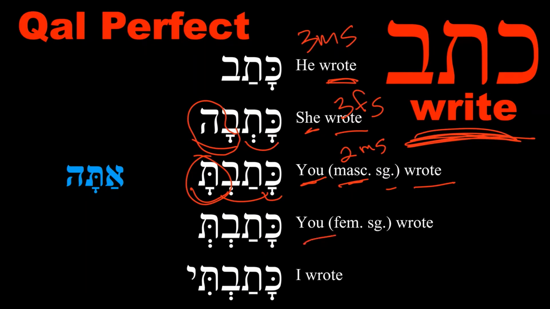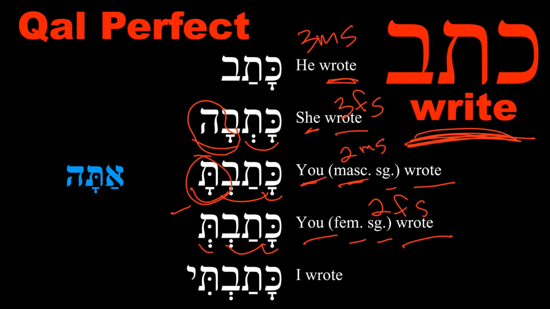Now, if we wanted to say you feminine singular wrote, that would be a 2fs. We would say katavt. That last shva right here is going to be vocalized, giving to us the sound of the consonant. Remember our typical pattern that if the shva is over here on the right when they're next to each other, the one on the right is going to close off that syllable. It's a silent shva, so this is tav. And then the one on the left is going to vocalize the sound of the consonant. The tav here is a T. So the way we pronounce this, of course, again, is katavt.